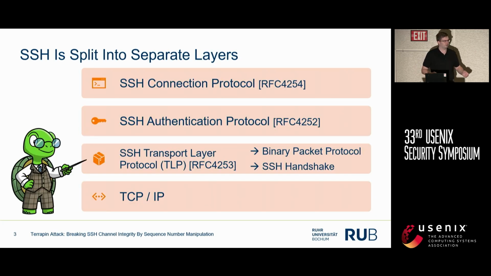Now, the SSH protocol is split into separate layers. So we have everything built on top of the TCP/IP protocol stack, and on top of that, we have the transport layer protocol, or TLP for short, which in itself is split into the binary packet protocol as a generic transport protocol for all other SSH protocol layers, and the SSH handshake. On top of that, we have the authentication protocol, which performs client authentication. So this is where you usually find the password or public key authentication. And on top of that, we have the connection protocol, which is responsible for all the application layer features that SSH offers.